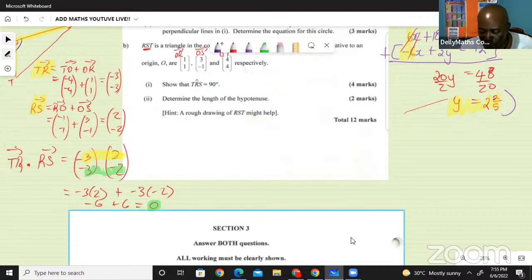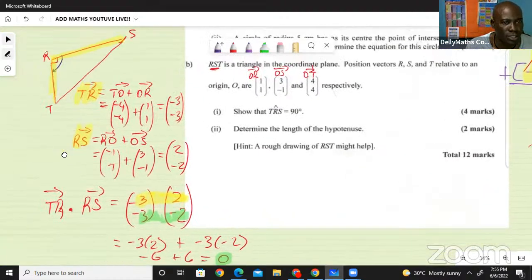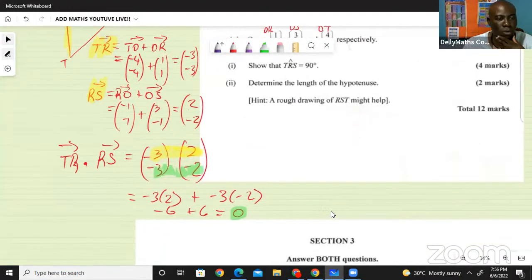So yes, there is a 90-degree angle between them because we have just proven that using the dot product. The dot product is simply taking the x values of the two vectors and multiplying them, taking the y values of the two vectors and multiplying them, and adding them. Whenever our dot product is 0, then it means that the angle between the two vectors is 90 degrees. You can always do that to prove that. So we have proven that just now.